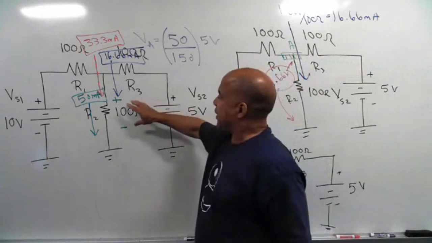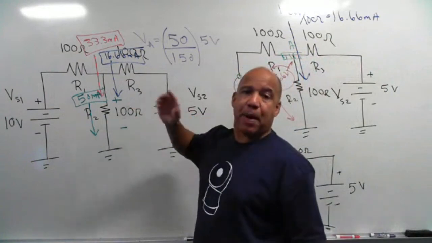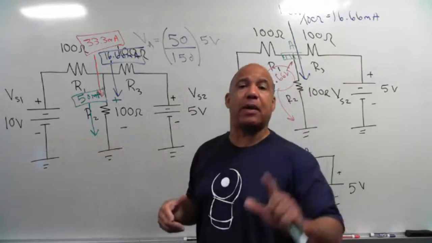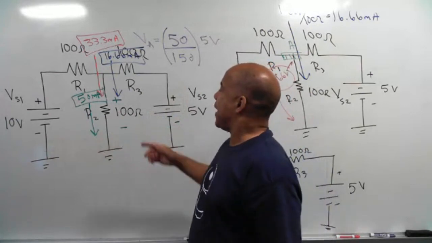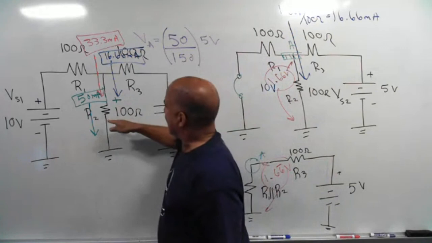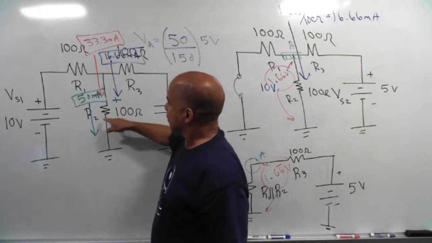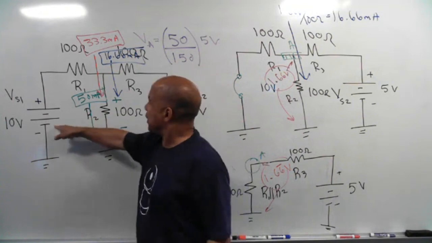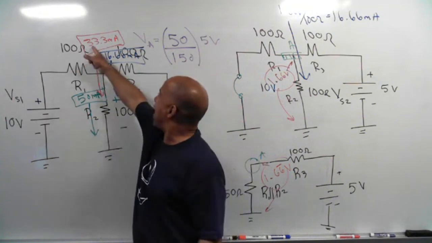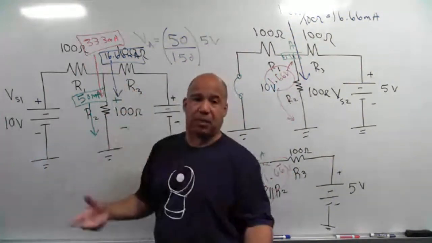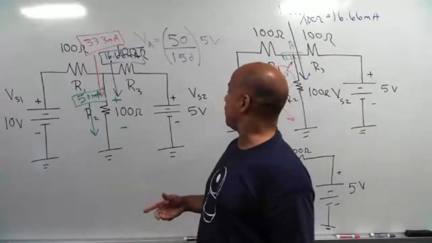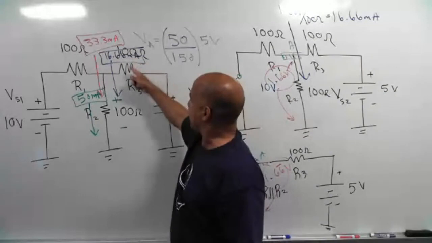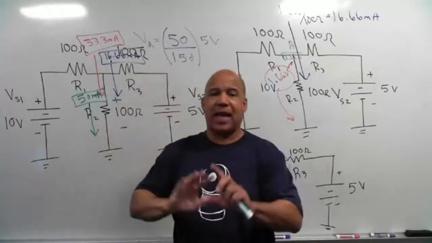The second thing is it's important to understand that when I use superposition, you cannot calculate power individually. Here's what I mean. You can't say, I'm going to find the power dissipated by R2 with just VS1 in the circuit, so you do I squared R, then find the power dissipation from only VS2 in the circuit, I squared R, and add those powers. That won't work.